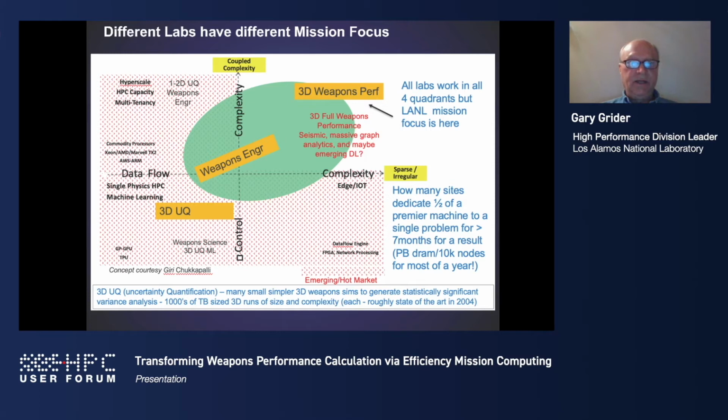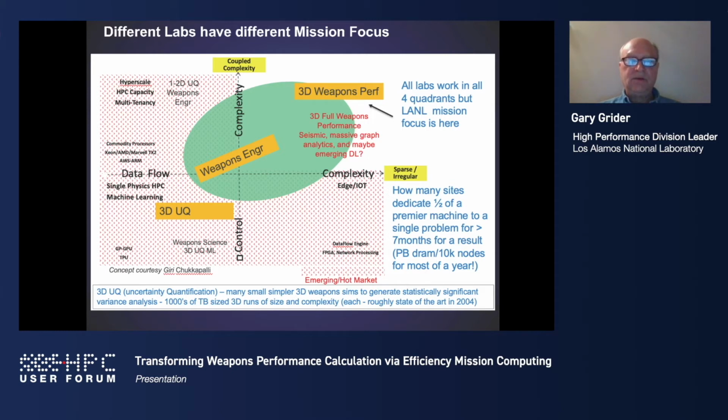I want to tell you a little bit about 3D UQ. You're going to hear about that from other laboratories within the weapons complex. 3D UQ is uncertainty quantification, and that's where we run many simpler 3D weapon simulations that are smaller, roughly about the size we ran in 2004, so about 10 terabytes of memory, and so they run on very small numbers of nodes, and of course you run thousands and thousands of those to do statistical significance studies. And that's largely what Livermore National Laboratory uses their very large computers to do. At least that's their focus for those computers.